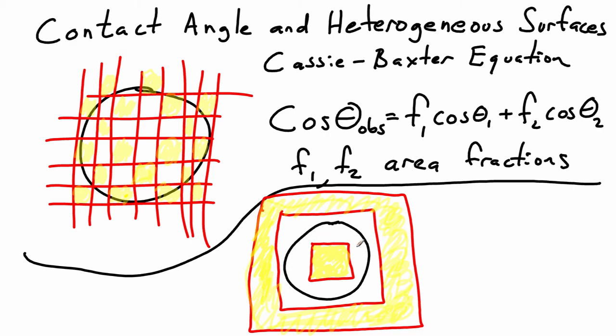So the contact angle that would be observed would be just that of the white material. The yellow material is totally irrelevant since it's not found in that contact line area. So we just make a little notation here that it's not applicable in this type of geometry.